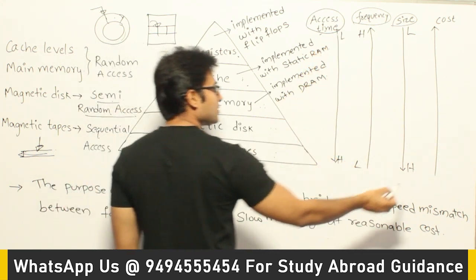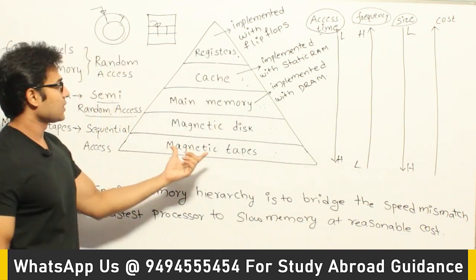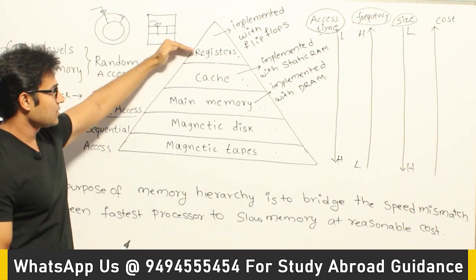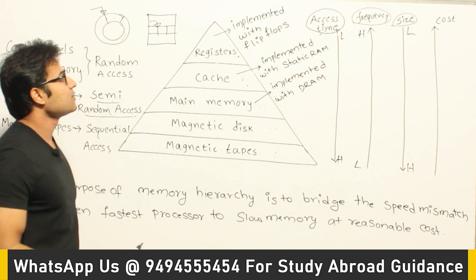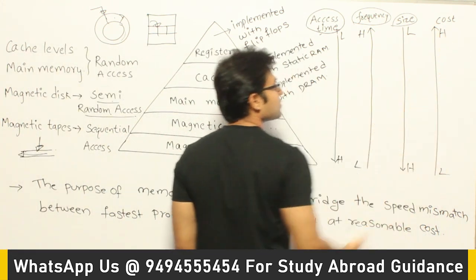And coming to the cost, magnetic tape is the cheapest, right? And this one is next. So registers have the highest cost, and the next one is cache, and the next one is main memory, like this. Therefore cost is highest for registers and least for this.